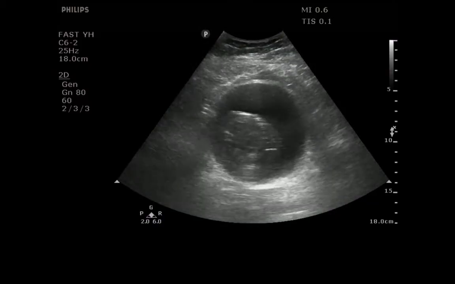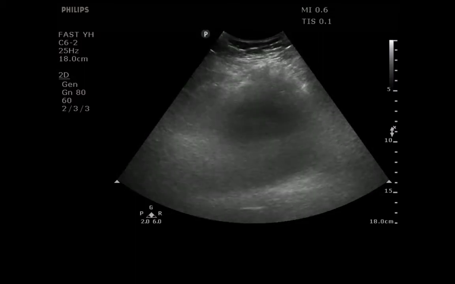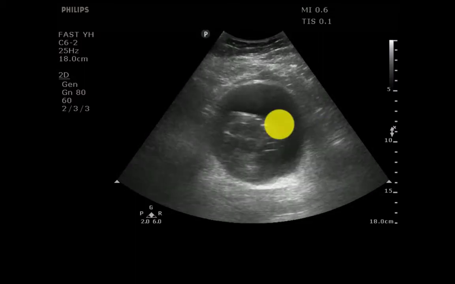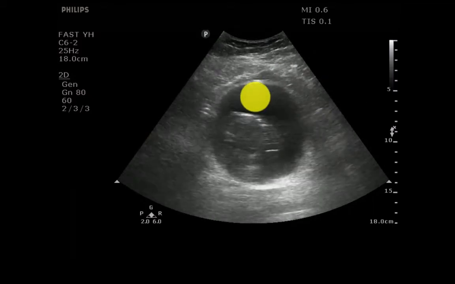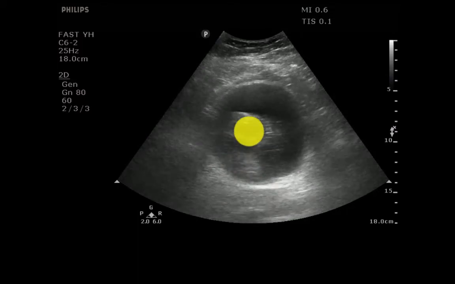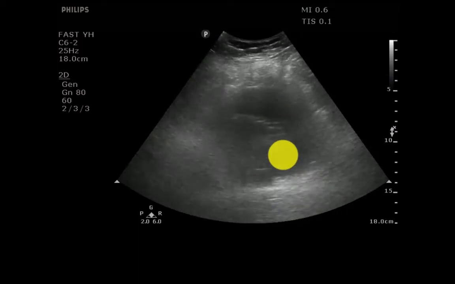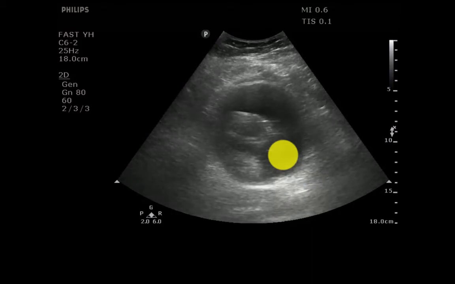This is a great image. I really like this image because this really looks like a big AAA. I mean, you can look at this and be like, oh my gosh, this is almost a 10 centimeter AAA. There's mural thrombus there. The blood's probably going to be perfusing around here. This is not an AAA.